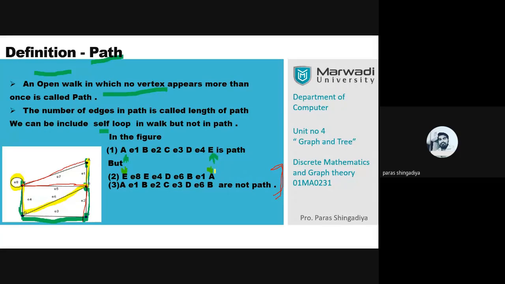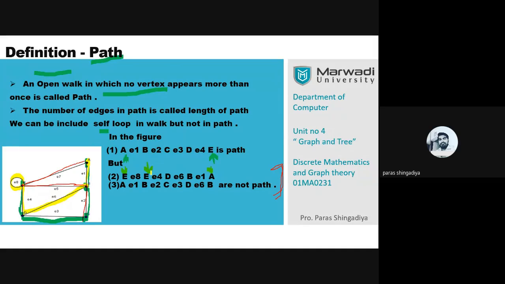Okay. But why is it not a path? Because the vertex is repeated. Clear, the same place you have to use again. It means one place you have to repeat more than one time. The vertex is repeated here. So therefore it is not a path.